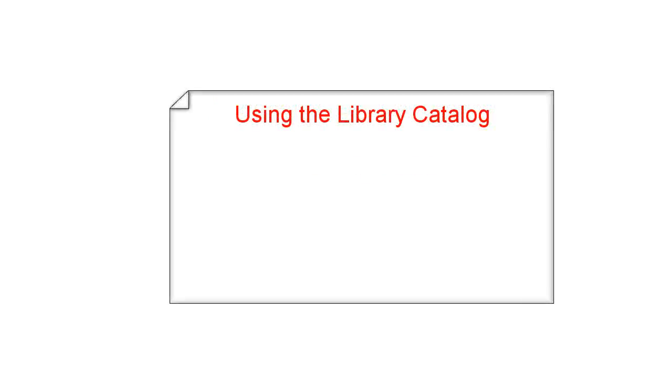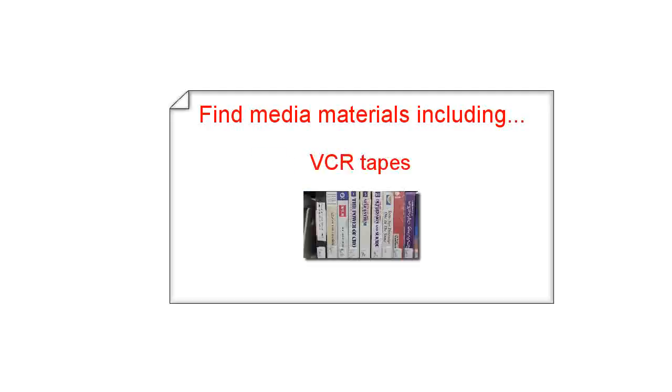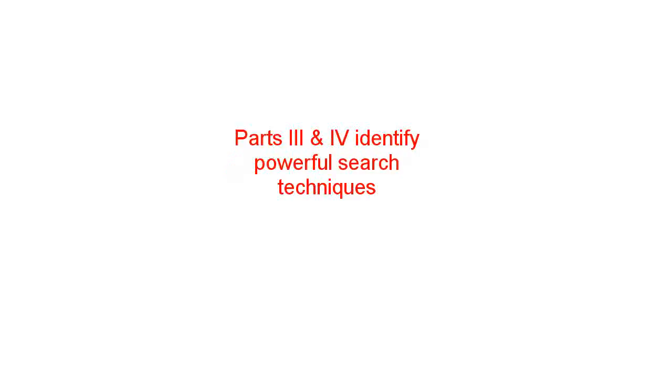This four-part lesson covers using the library catalog to find resources including books, magazines, and newspapers. You can also find media materials such as CDs, VCR tapes, and DVDs using the library catalog. Part 1 focuses on features of the basic search page. Part 2 outlines the functions available in the advanced search page. Parts 3 and 4 identify powerful advanced searching techniques.